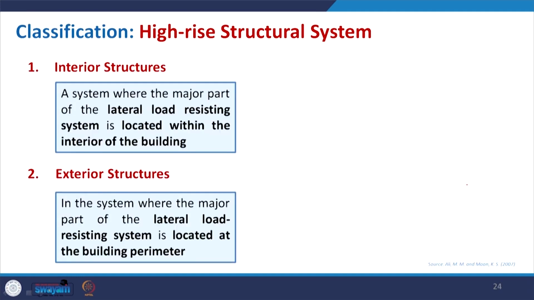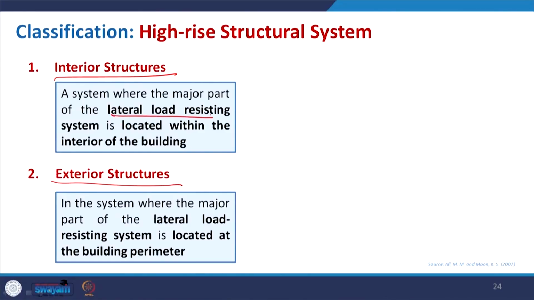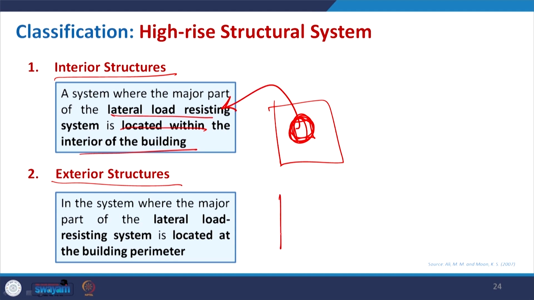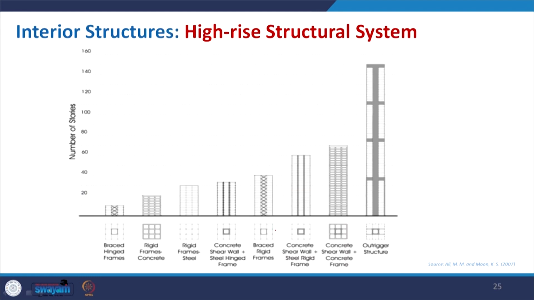Now, again there is the classification of interior structure and exterior structure. Based on that, we cluster them: a system where the major part of the lateral load resisting is located within the interior of the building is called an interior structure, whereas in an exterior structure, the lateral load resisting components are placed at the periphery.